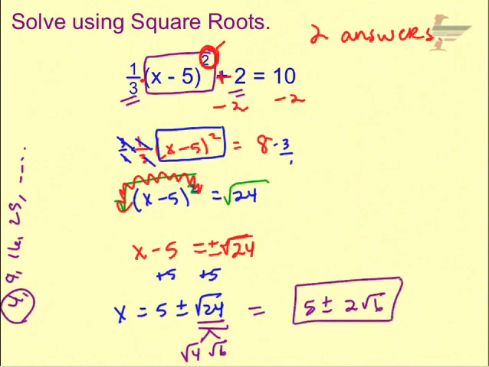And there we go. The two answers here are 5 plus 2 root 6 and 5 minus 2 root 6, but we can put them all together as one right here. If we were to type into a calculator, we would get the exact decimal value for those two answers.